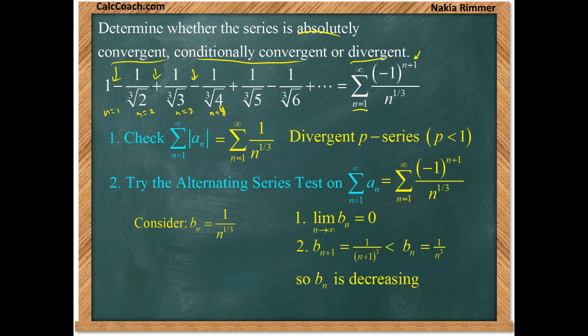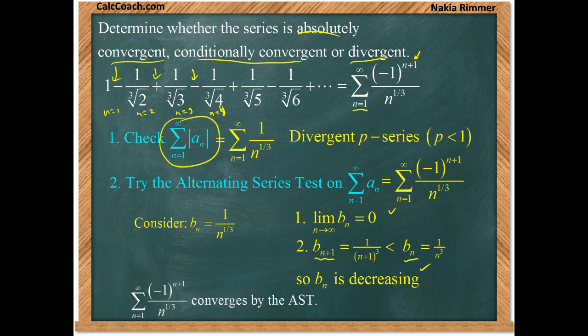So b sub n plus 1, the next term, needs to be smaller than the previous term. And it is. Larger denominator, same numerator, makes the whole fraction smaller. So we're good. b sub n is decreasing, and the limit is 0. So by the alternating series test, the original series converges. So the series of absolute values diverges, but when you go back to the original, you get convergence. Let's then just report that this is conditional convergence.